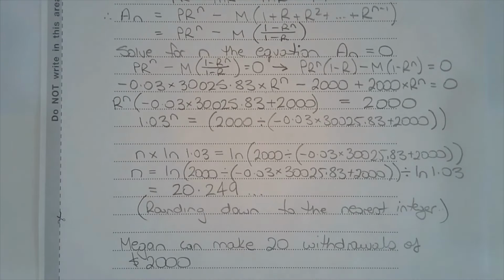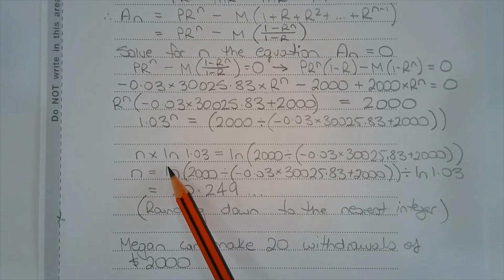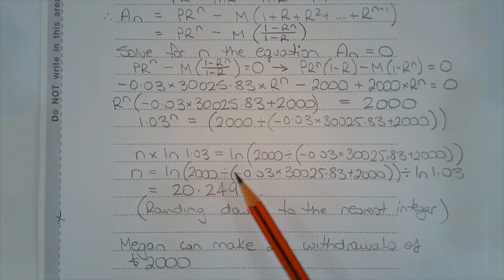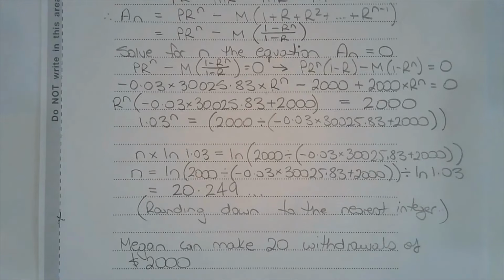Applying logarithms to both sides to make n the subject of the formula, we have n multiplied by ln of 1.03 is equal to ln of this expression. And dividing both sides by ln of 1.03, we have n is equal to 20.249. So in other words, Megan can make 20.249 withdrawals, but that doesn't make any sense. It needs to be an integer, of course. So we're going to round down to the nearest integer. So Megan can make 20 whole withdrawals of $2,000.